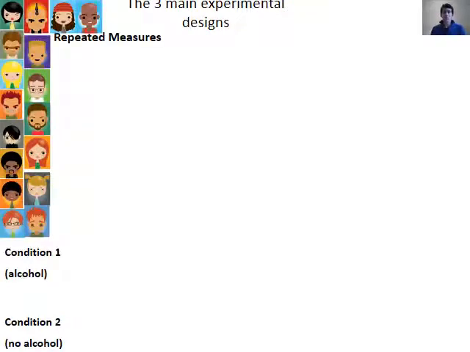So repeated measures. We've got our participants in the corner over here. And for the purpose of this lesson, our study is going to be on the effects of alcohol on driving. So we've got two different conditions, an alcohol condition and a non-alcohol condition. Once they've been through each condition, they'll do a driving test. And we'll measure how good their driving is after each of the conditions.